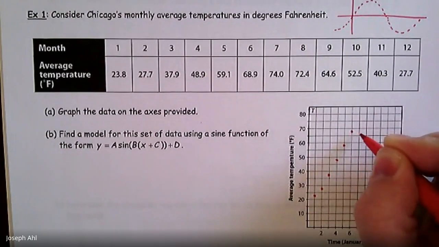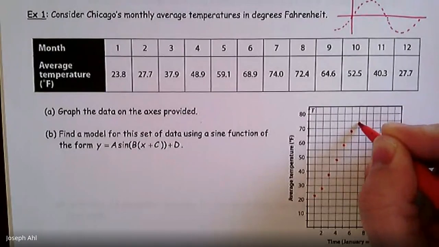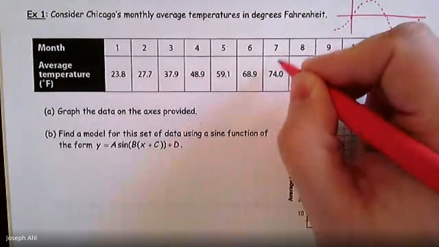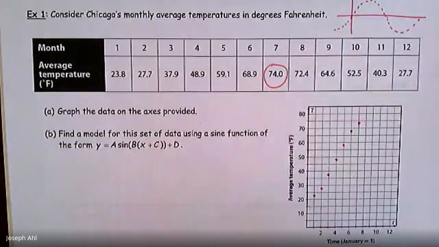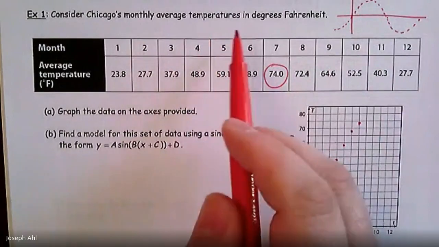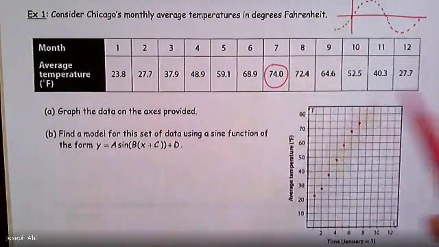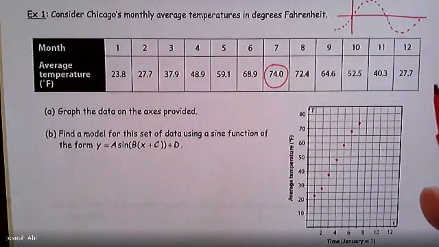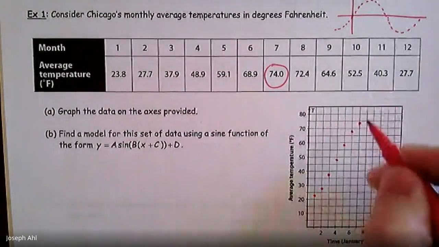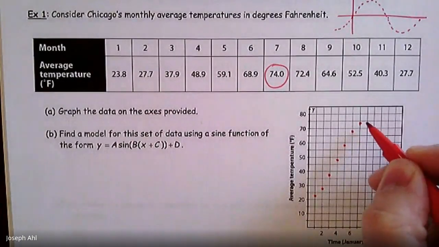All right, so 7 is at 74. That looks like it's actually the peak. Okay, this is actually the highest y value on our scale, so that's going to be of importance to us. Then we're talking about Chicago's monthly average temperatures here. So we know that during the summer months, it's going to go up, and then in the winter months, go back down. So 8, we're at 72.4, which would be, let's say, right about here.